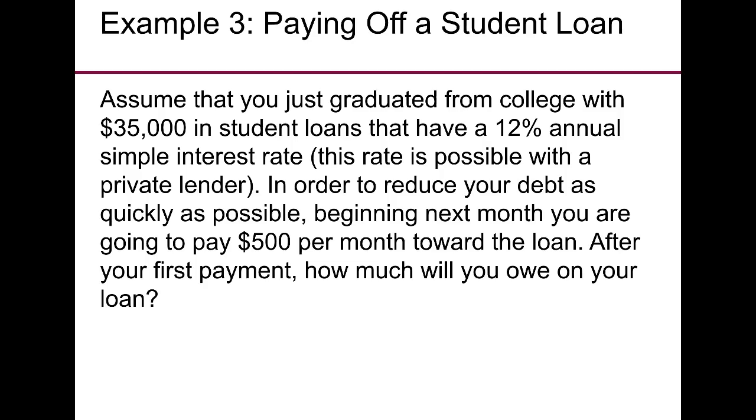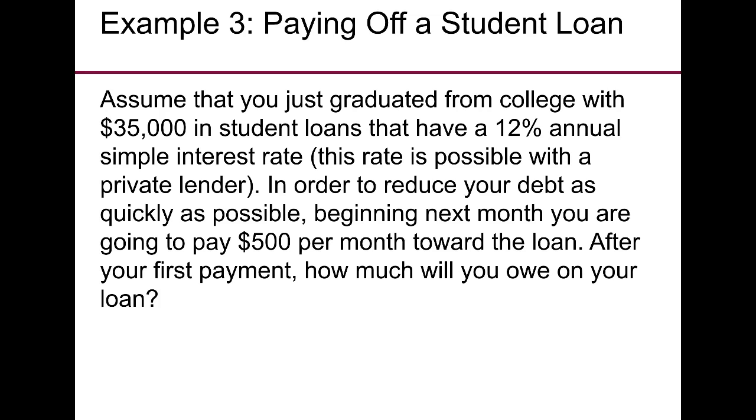In example 3, let's take a look at paying off a student loan. This is an example that hits pretty close to home for many of us, and you're going to see it's a bit of a frightening scenario, as with many of the examples in this chapter. So let's assume that you just graduated from college with $35,000 in student loans. That is not at all unusual. And suppose those loans have a 12% annual simple interest rate, which can happen with a private lender.